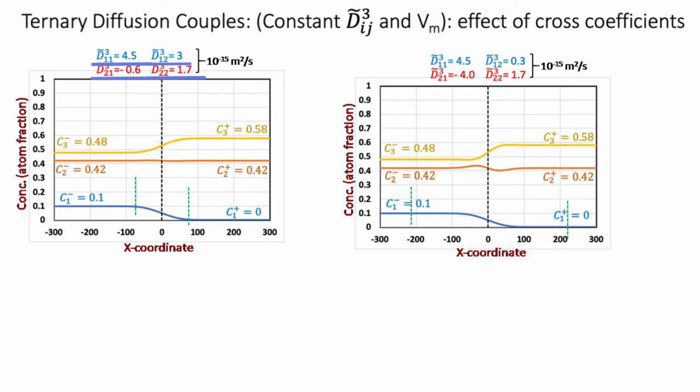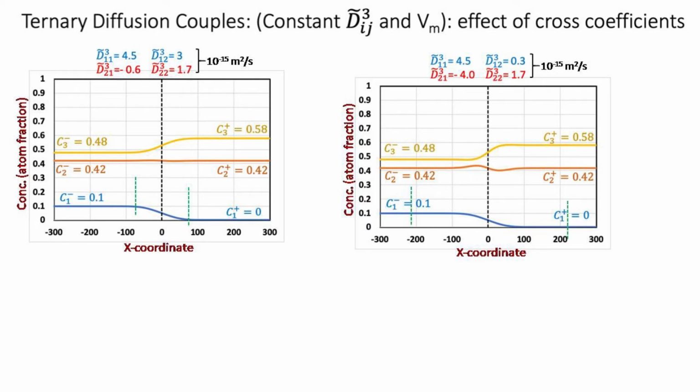The values are in 10 to the power minus 15 meter square per second. For the second case, I kept the main coefficient the same, but increased the cross coefficient d21 tilde to minus 4 times 10 to the power minus 15 meter square per second. So, I have increased the magnitude of cross coefficient d21 tilde by an order of magnitude.